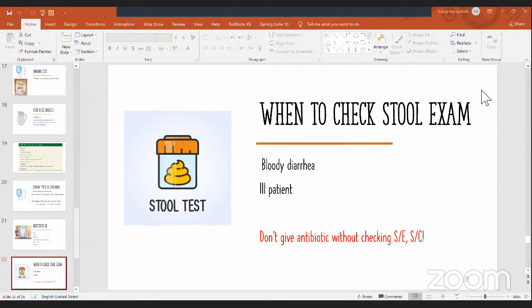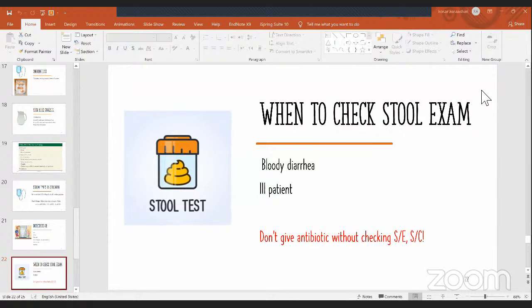Only in these cases should you ask for a stool exam: if the patient has bloody diarrhea or if the patient is ill, appears ill. We usually admit the ill patients, okay? But you do not need to admit the patients with bloody diarrhea. The indications for admission are those that I told you: the severe dehydration, the heavy diarrhea, sometimes moderate dehydration, and inability to take fluids via eating, PO.